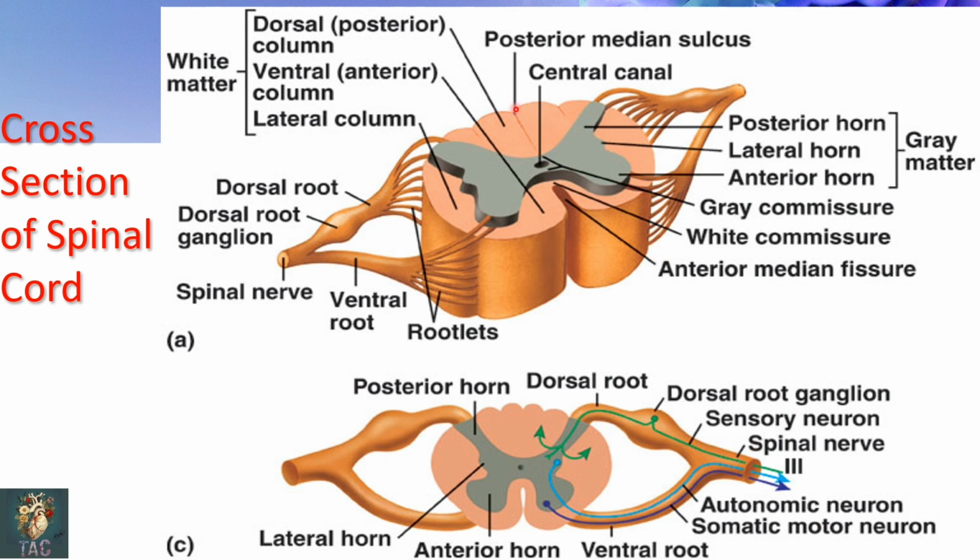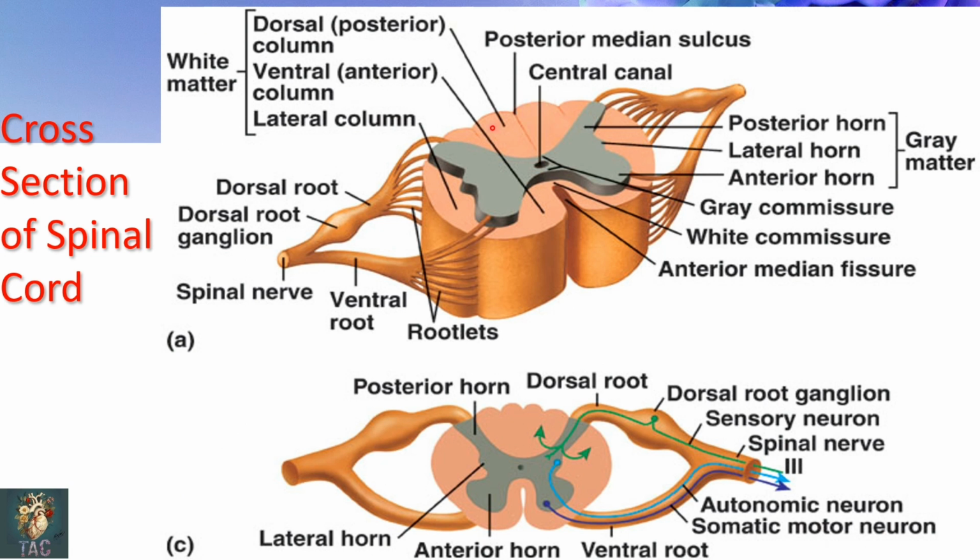Then I again repeat: butterfly-shaped gray matter having a posterior horn, lateral horn and anterior horn. In the center you can see the central canal, and the gray matter surrounding the central canal is called the gray commissure. So this is the anterior gray commissure and that one is the posterior gray commissure.